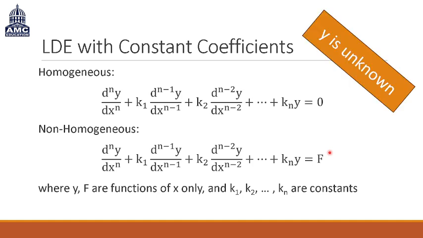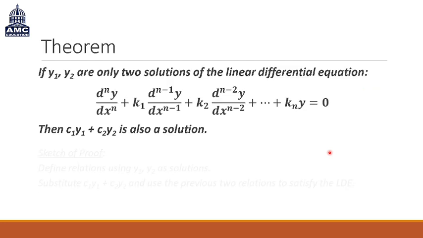Okay, now y is the unknown quantity, and we are all fighting to find out what the value of y is, or what the expression of y is, right? Okay, now there is a theorem over here that I must let you know. The theorem goes as follows: if there is a linear differential equation and y1 and y2 are two solutions of it, then a linear combination, c1 y1 plus c2 y2, is also a solution of the linear differential equation.